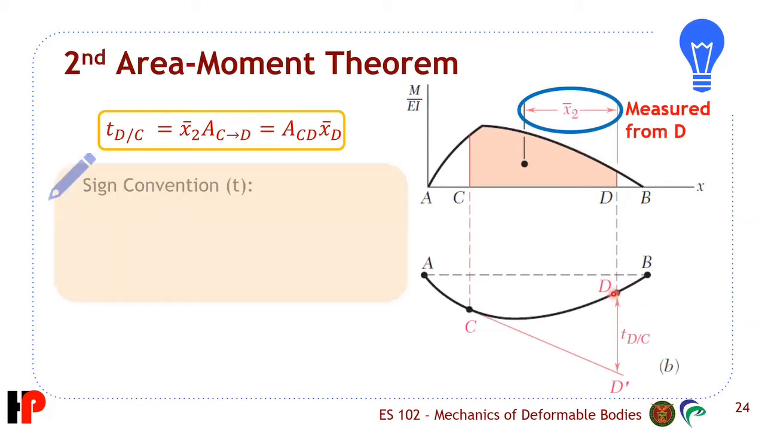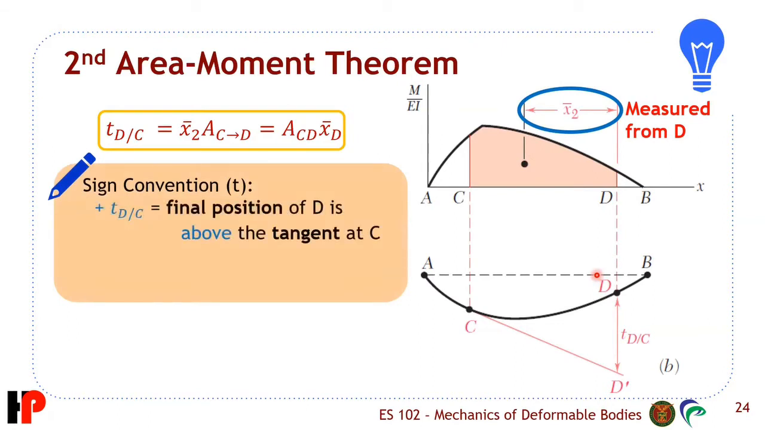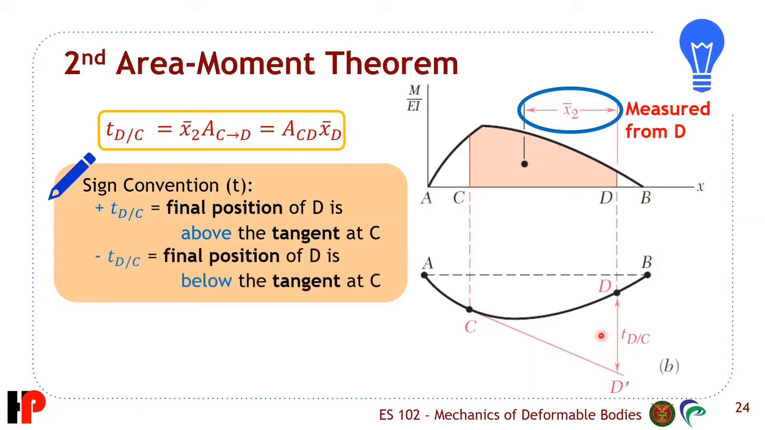So, x bar D. Sign convention for the tangential deviation: it is positive if the final position of D is above the tangent at C. So this is an example of positive tangential deviation. When negative, it means that the final position of D is below the tangent at C.